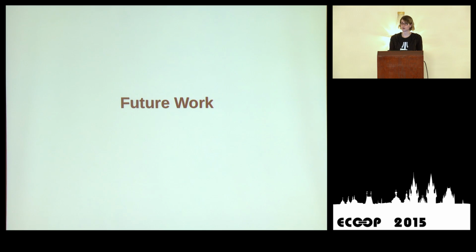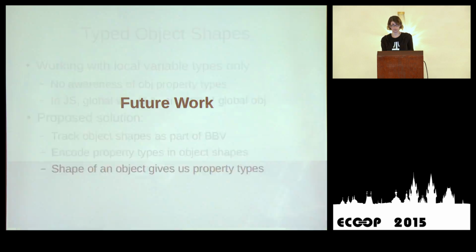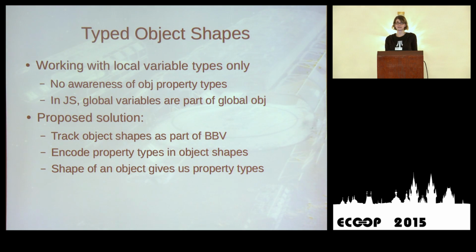So, future work. There are many interesting directions in which we could expand basic block versioning. I think one of the more obvious ones is that basic block versioning, as introduced in this paper, does not deal with objects. It works with local variable types only. So it has no awareness of object property types. And in JavaScript, global variables are essentially properties of a global object. So basic block versioning, as introduced here, doesn't deal with global variables.